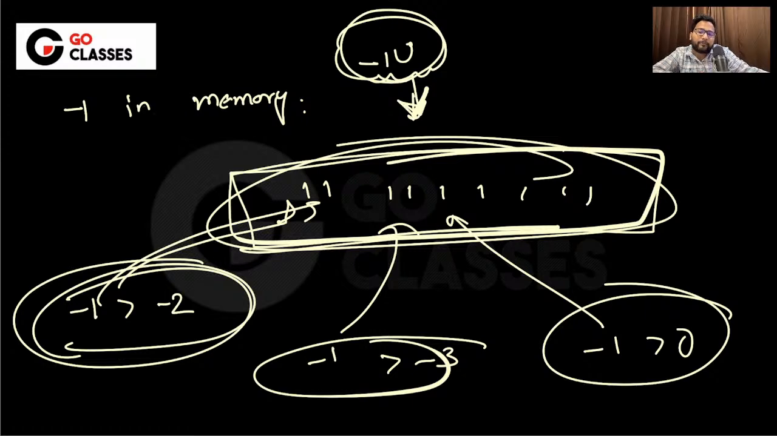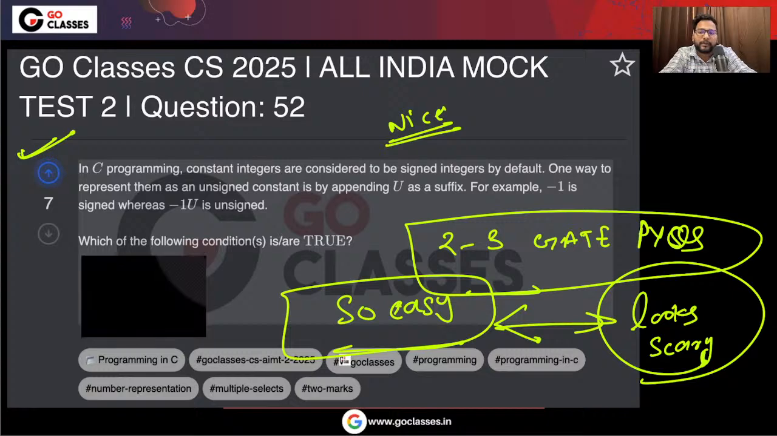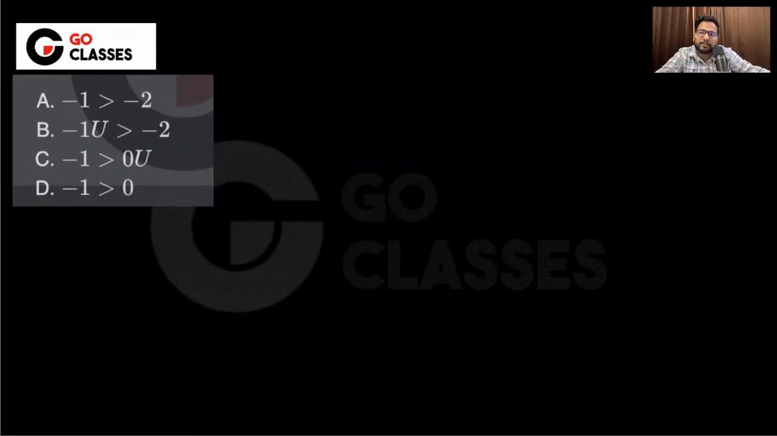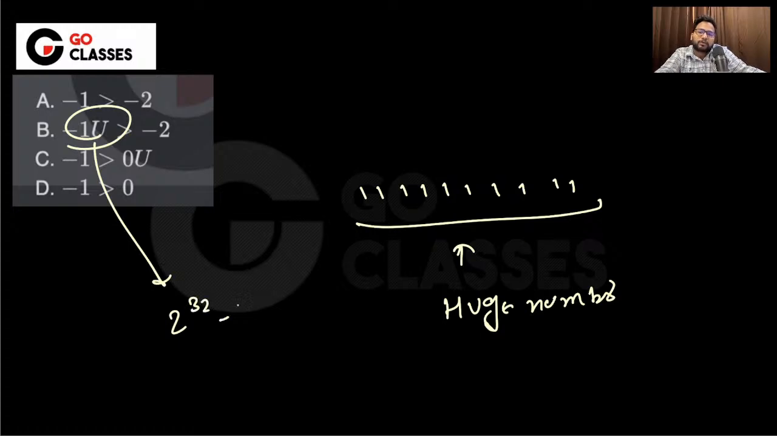So now they're comparing -1u in option B, right? They're comparing -1u and -2. So let me tell you what will happen. -1u means that all ones are there, and now you treat it as unsigned number. This is a huge number. -1u means it is actually 2 power 32 minus 1, right? So basically it is a huge number, and obviously it is greater than -2, right?